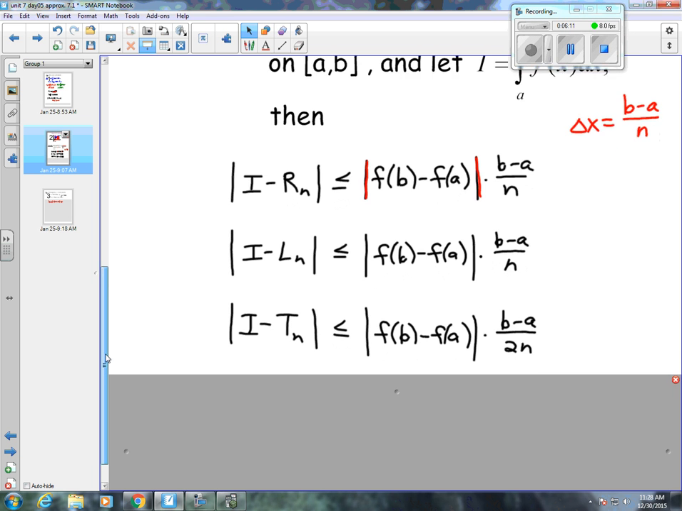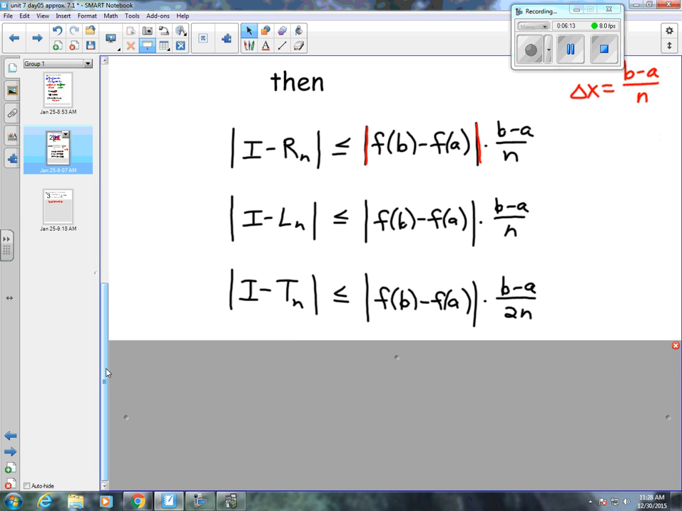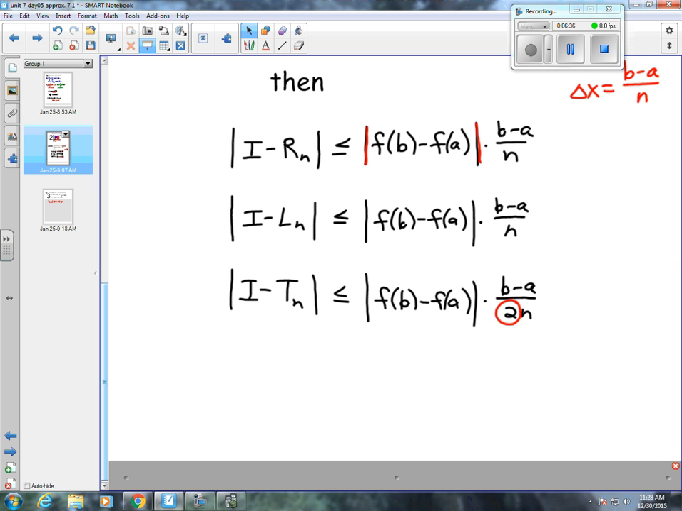And if I use a trapezoidal approximation, which is the average of the left and the right, then my error will be half as much. So it's the same error bound as the left and the right divided by 2. So now we have 3 error bound formulas for left, right, and trapezoidal approximations, as long as our function is strictly increasing or strictly decreasing.